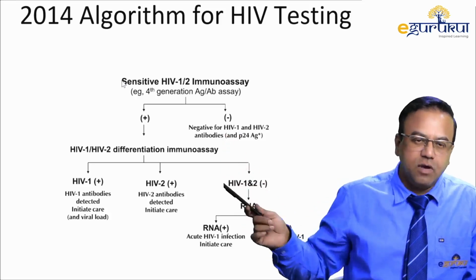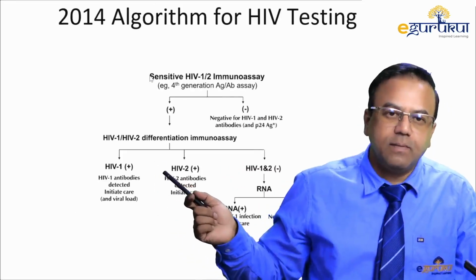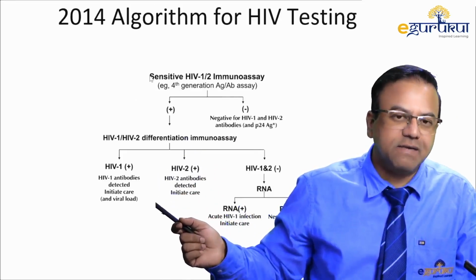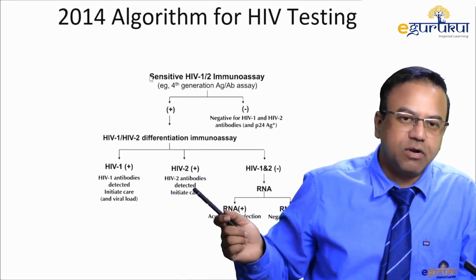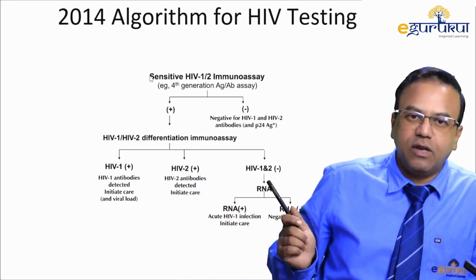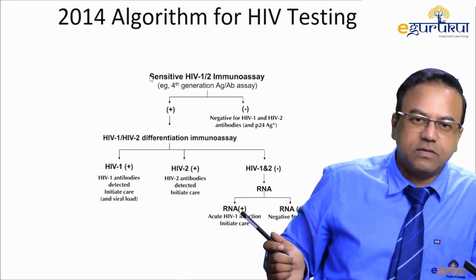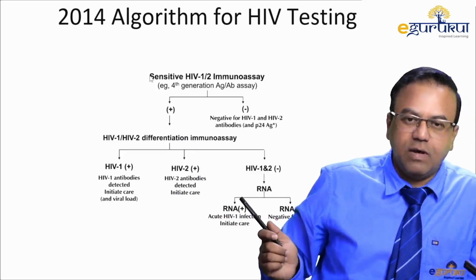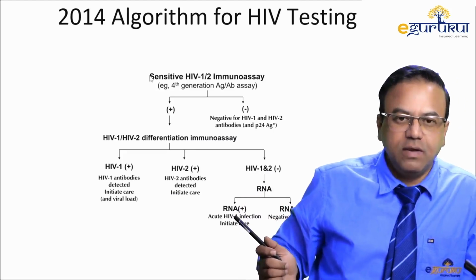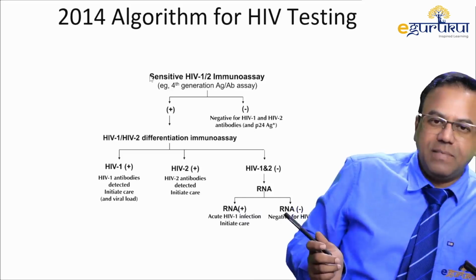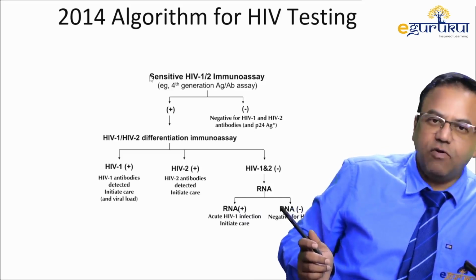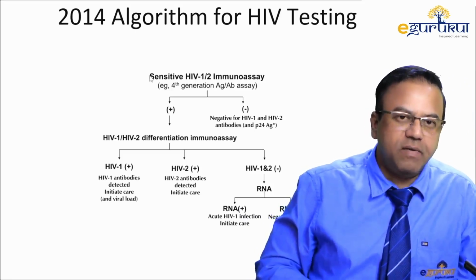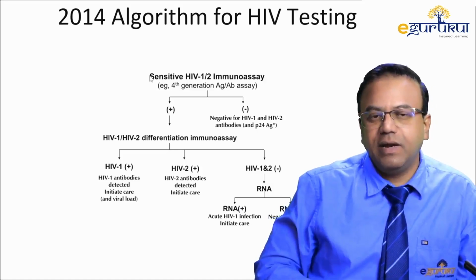If the test is positive, obviously, look for the differentiation immunoassay. If HIV-1 antibodies are detected, the answer is HIV-1. If HIV-2 antibodies are detected, the patient has HIV-2. If both 1 and 2 are negative, then you have to go for PCR. If it's positive, then it's a diagnosed case of HIV. If you do, let's say, an HIV-1 RNA PCR and it comes out negative, then it's not HIV; it was a false positive test. So this is simply the logic, in a very simplified way, of how the CDC is recommending these investigations.